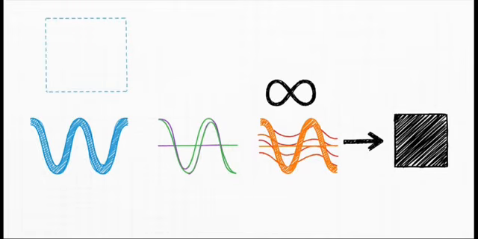His big insight? You can build a cliff from hills. You just need an infinite number of them. See, any finite sum of sine waves will always be perfectly smooth. It'll just be an approximation.